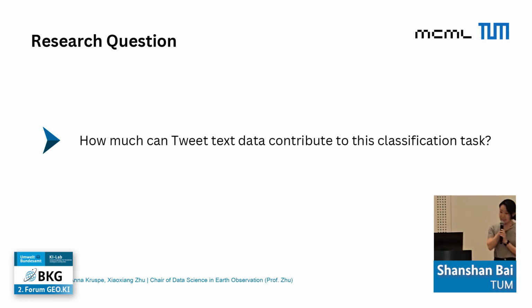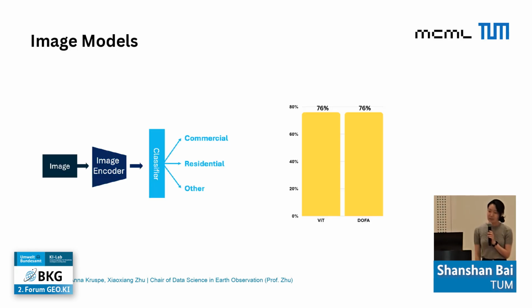So we have the data now, and we want to ask this core question of our research: how much can Twitter text data contribute to this building function classification task? To answer this question, of course, we first try out only using the classical way, relying on the remote sensing image for this task. And here I choose two different vision models.